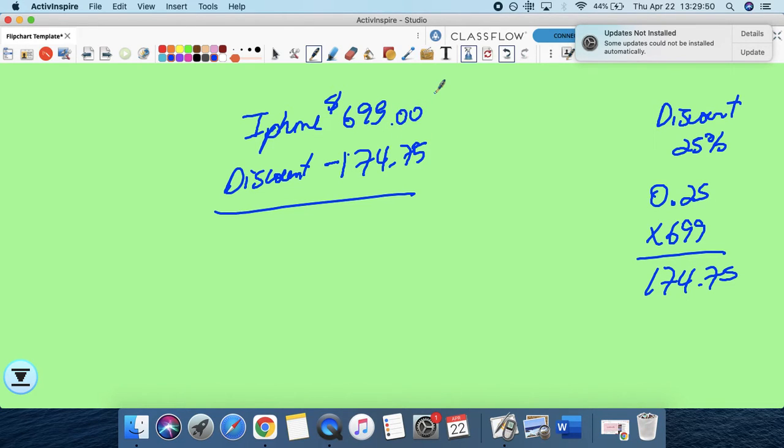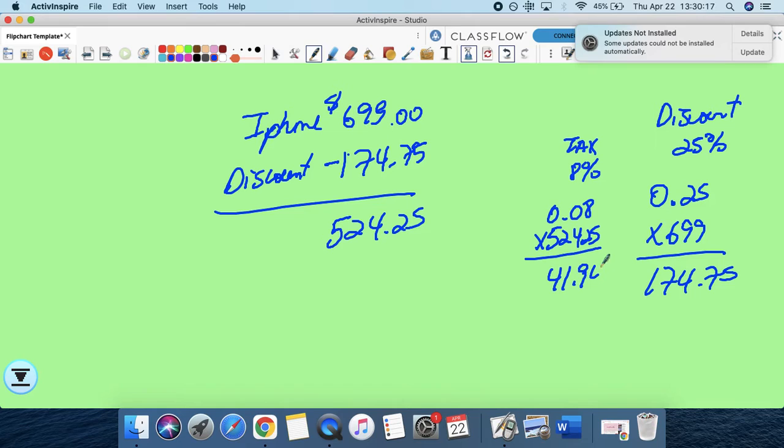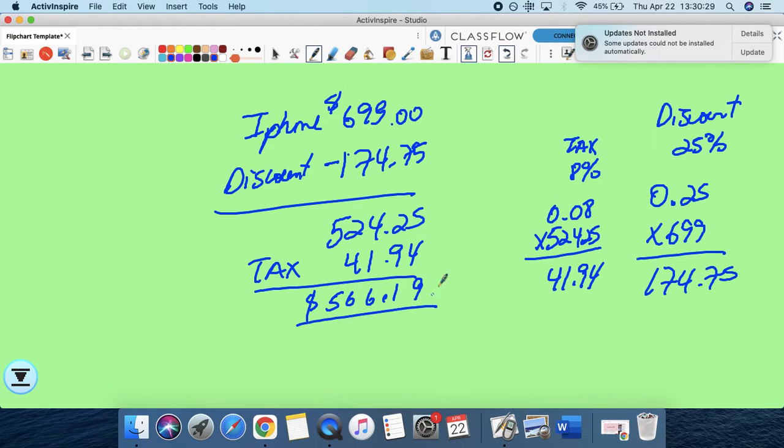So we get $524.25, a new price. Then we have to pay tax, infelizmente, 8% tax, 0.08 times el nuevo precio, 524.25. And we get $41.94 in tax. So here's my tax, $41.94. So here's your total, 566 and 19 cents.